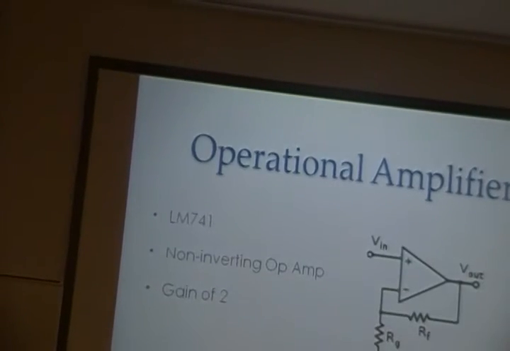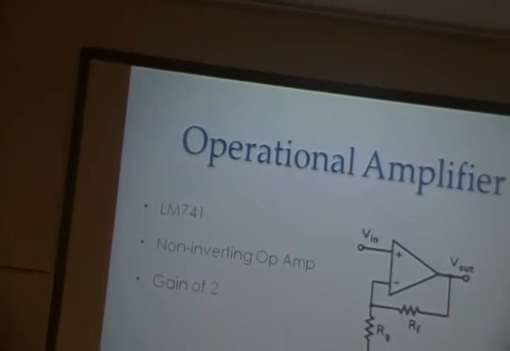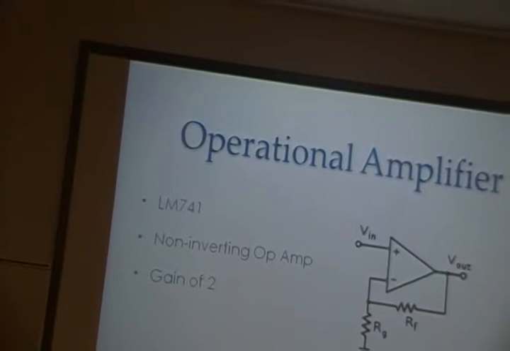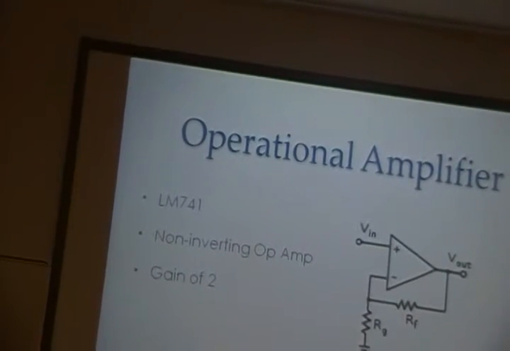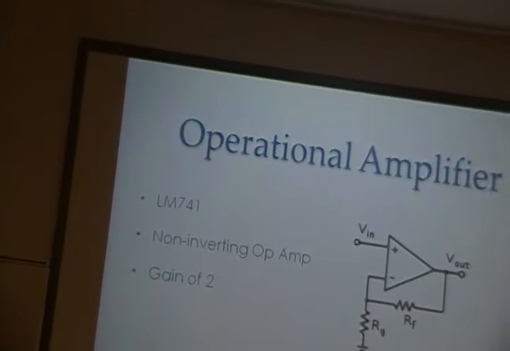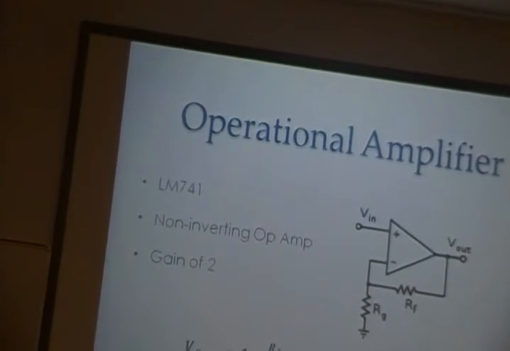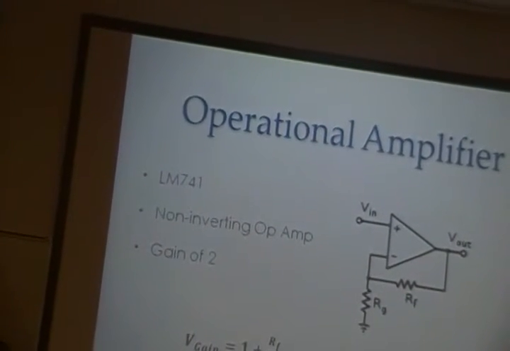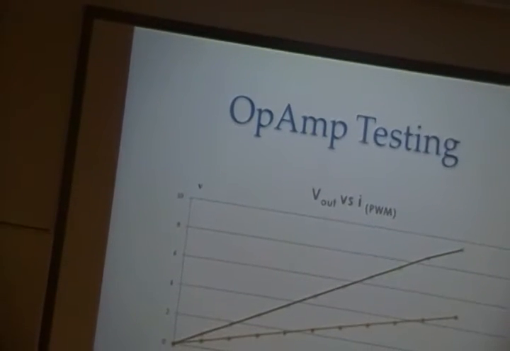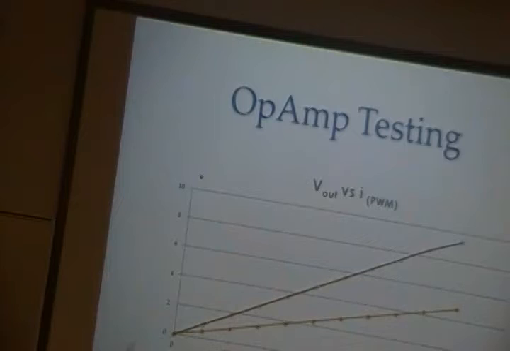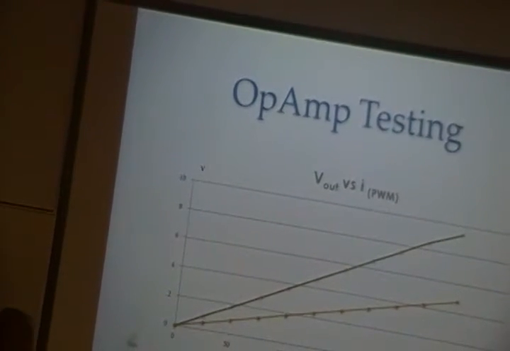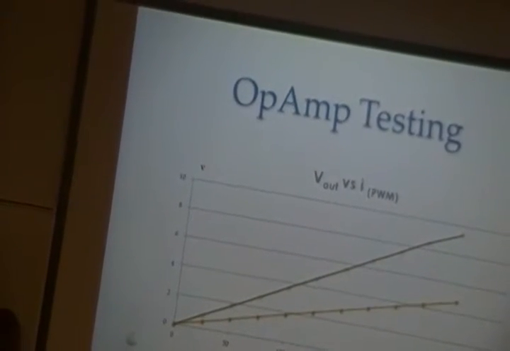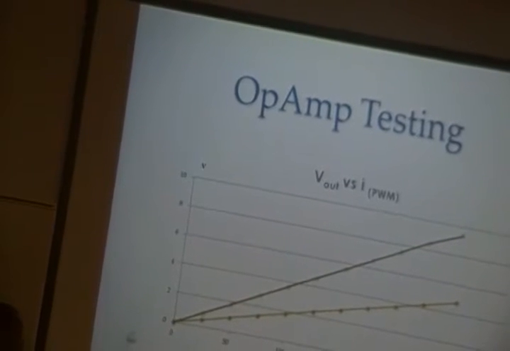This output was doubled using the LM741 from 0 to 5 volts to 0 to 10 volts. We achieved the gain of 2 using the equation of the non-inverting amplifier. RF and RG were chosen to be 100K ohms. And this voltage was used to operate the electronic ballast. As you can see here, we have a gain of 2. I represents the 0 to 255 duty cycle of the PWM coming from the microcontroller, and V, from 0 to 10 volts, is the output from the op amp.